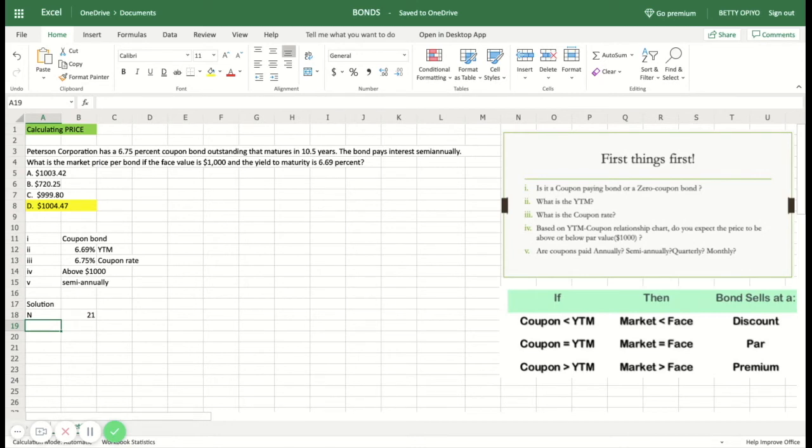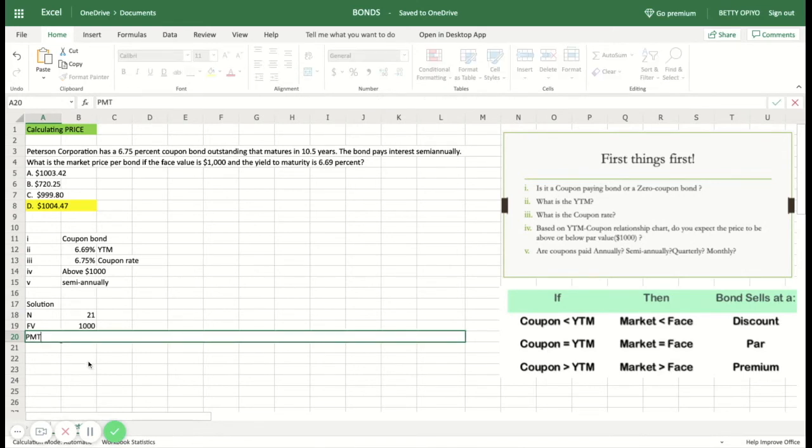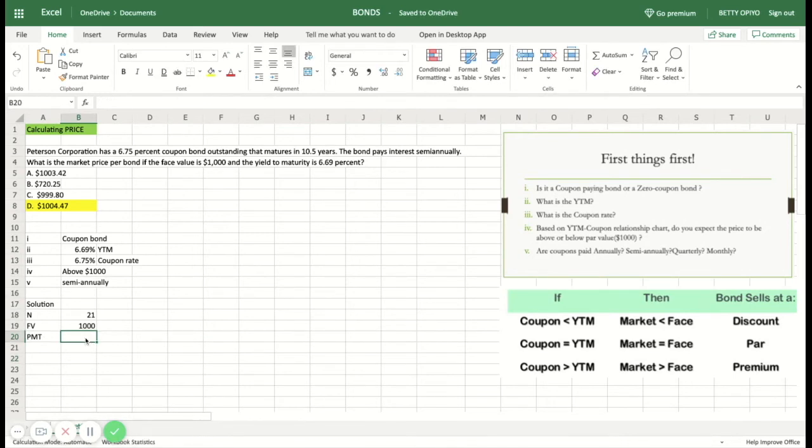And we need the face value. It's already given, or the par value. So the FV will be 1,000 as given. Next, we need coupon payment, which is the PMT. So PMT is just the recurring payment, which is done every 6 months. So if I were to write it here, just something to keep in mind, I'll just put a star and then say coupon.